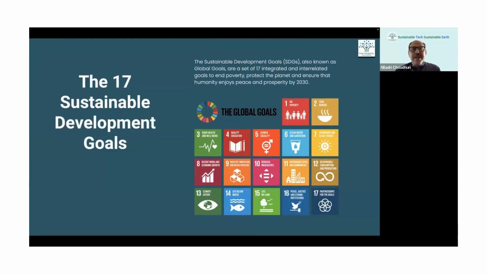So there are 17 sustainable development goals, and these were created by the United Nations.